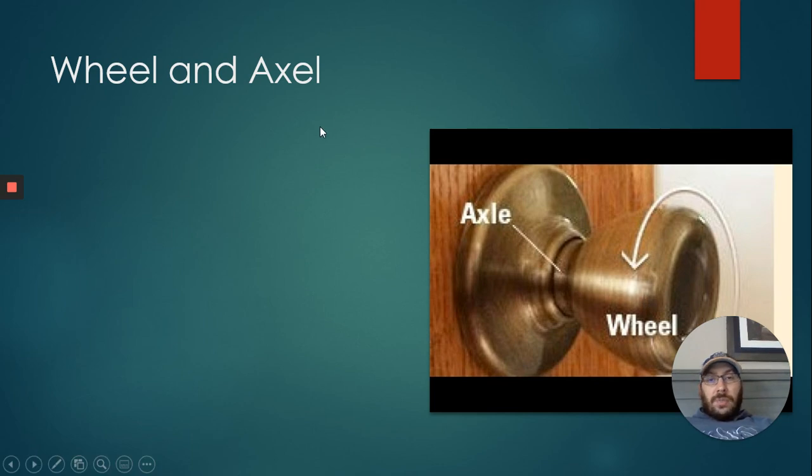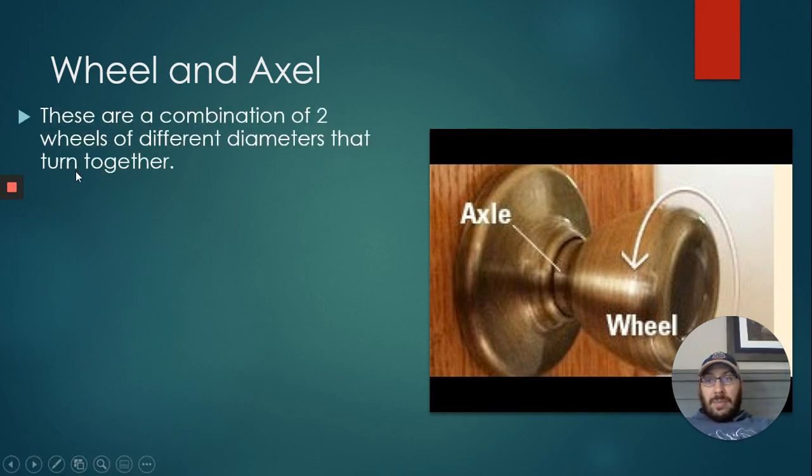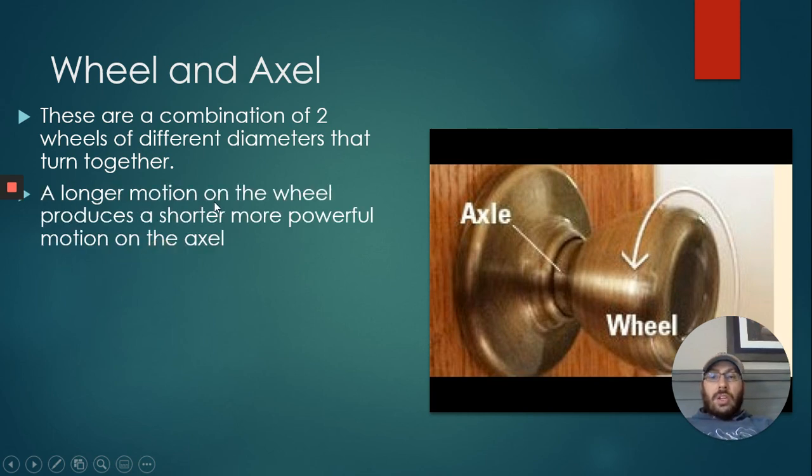Next is a wheel and axle. Wheel and axle is an odd one, but we see them everywhere. These are a combination of two different wheels of different diameters that turn together. So we have a wheel right here, and we have an axle right there. A perfect example is our doorknob. The longer motion on the wheel produces a shorter, more powerful motion down here on the axle.